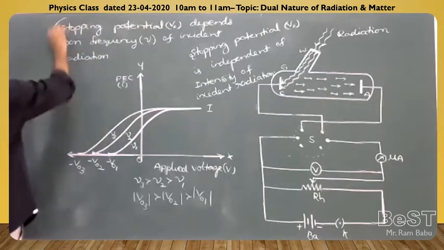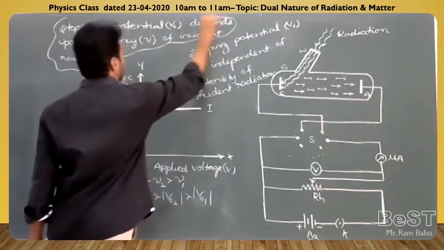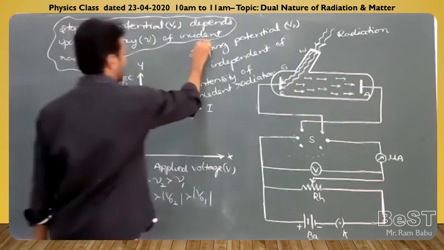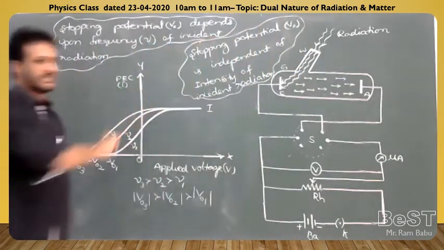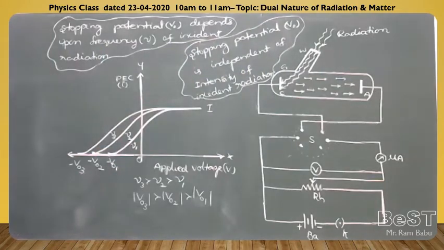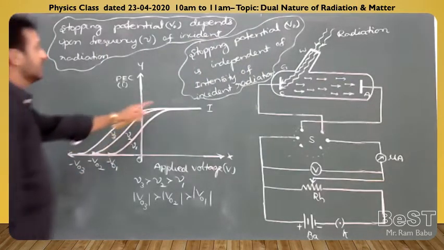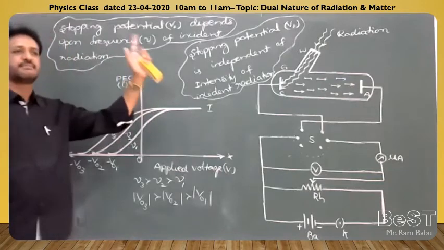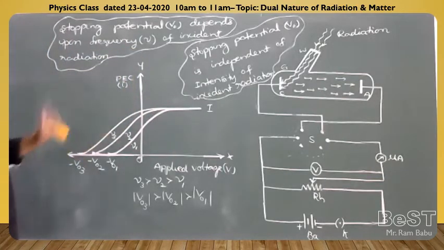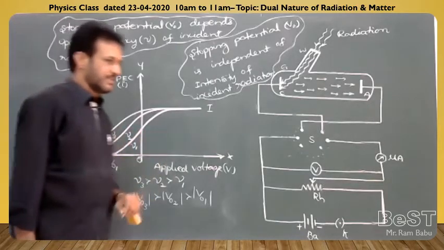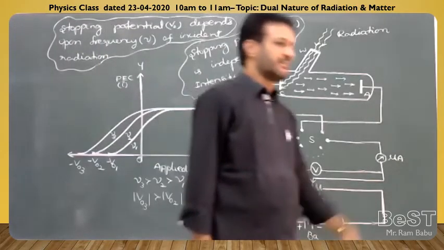So we have to remember these two points carefully: on what factors the stopping potential depends and on what factor it is independent. That's important. So the stopping potential is independent of the intensity of the radiation, but depends upon the frequency of the incident radiation. These are both important graphs. So the previous graph and this graph you have to learn carefully. Next, one more, the fourth observation.